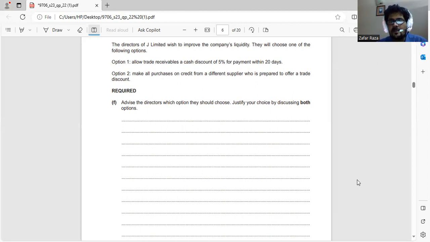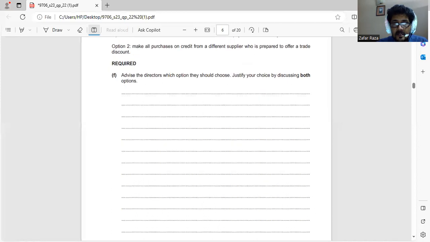If we make all the purchases from a different supplier who is giving us a trade discount, all purchases on credit means we don't need to pay immediately, and this is very good for our liquidity. We have enough time to pay for the purchases. And he is also giving us a trade discount if you buy in bulk. That is a very good offer. But the other thing is, is the supplier reliable? Will he be able to make our supplies on time? These are the things we need to consider.